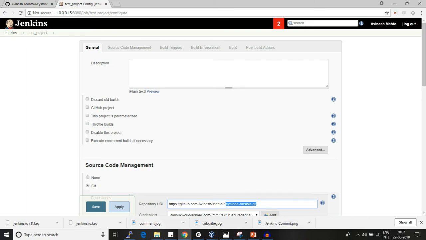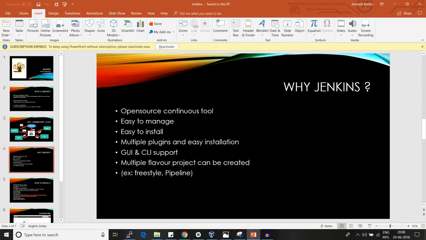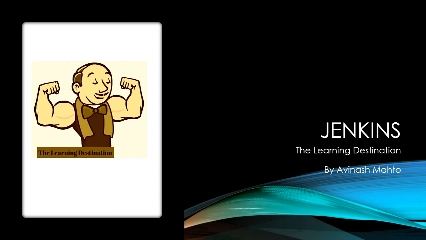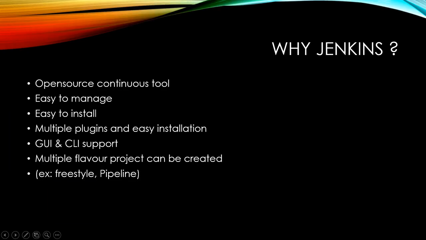So let's return again to the slide. Here, why Jenkins? Jenkins is an open source continuous tool. It is easy to manage. It is easy to install. It has multiple plugins and easy installation. There is GUI and CLI support. It means I have already shown you the GUI interface. Apart from that, you can also fire commands through the command line interface.